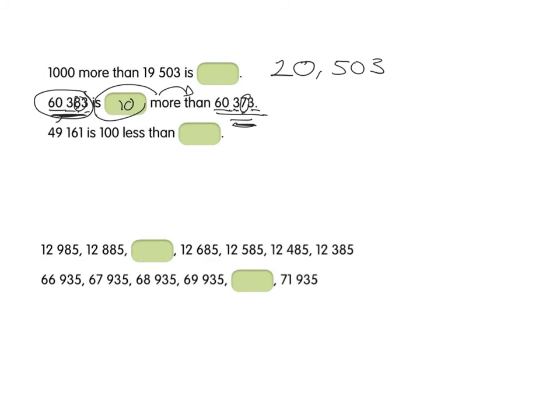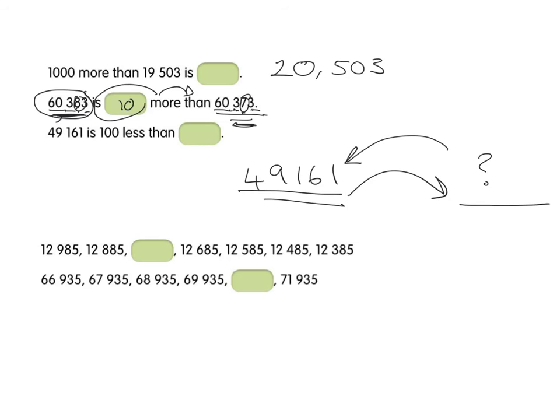49,161 is 100 less than something else. Well, this is 49,161, and this is less than another number on the number line higher up. This is less. In fact, it's 100 less. So if this is 100 less, then obviously the number we started with is 100 more. So we've got 49,261, because I'm adding an extra 100 here. I'm adding an extra 100 to the 100 here. So now I've got 200.